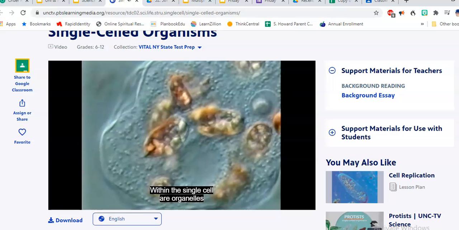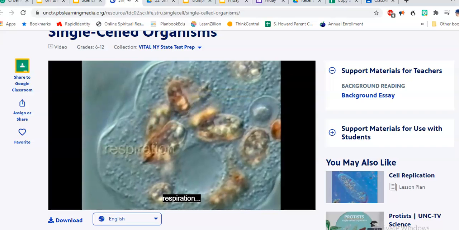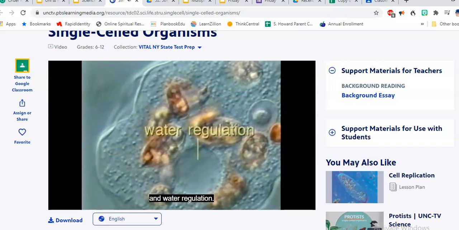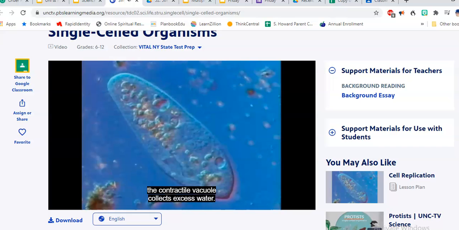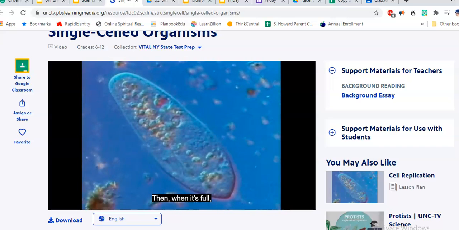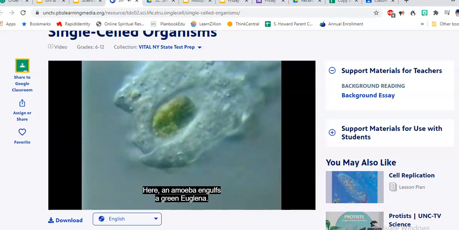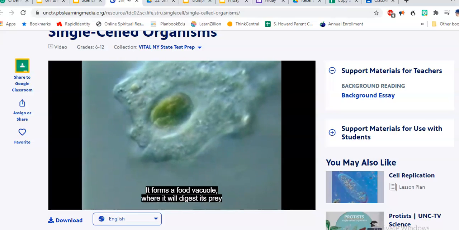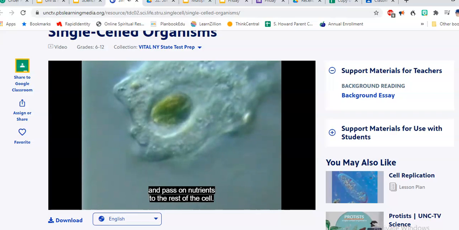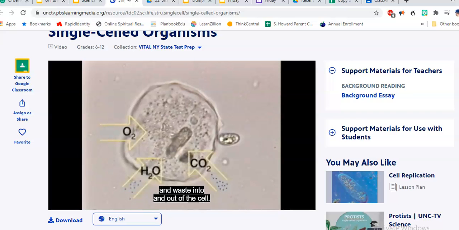Within the single cell are organelles that carry out life processes such as digestion, respiration, and water regulation. In this paramecium, the contractile vacuole collects excess water. Then, when it's full, it suddenly contracts and pumps water out. Here, an amoeba engulfs a green euglena. It forms a food vacuole where it will digest its prey and pass on nutrients to the rest of the cell. The cell membrane controls the flow of nutrients, oxygen, and waste into and out of the cell.